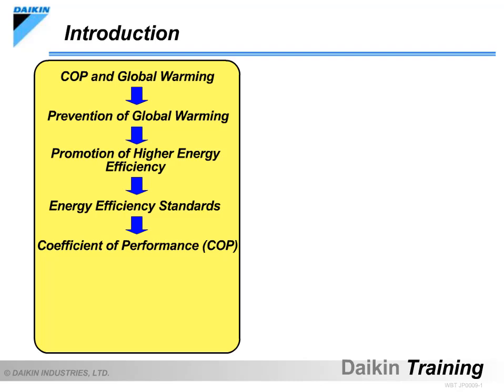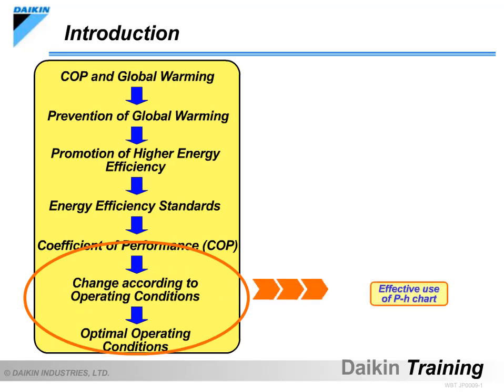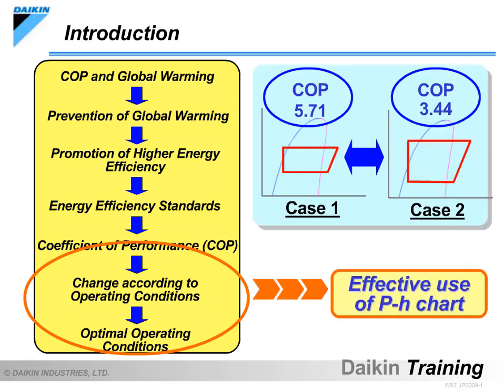COP, however, is condition-specific and can change according to the operating conditions of the air conditioner in question. The operating environment and actual usage of the air conditioner can result in inefficient operation. We can use the pH chart to examine the optimal operating conditions for energy efficiency by looking at the COP.